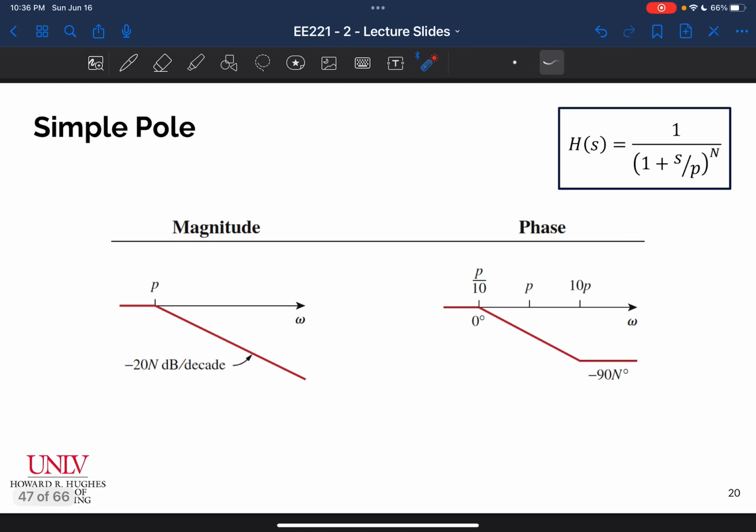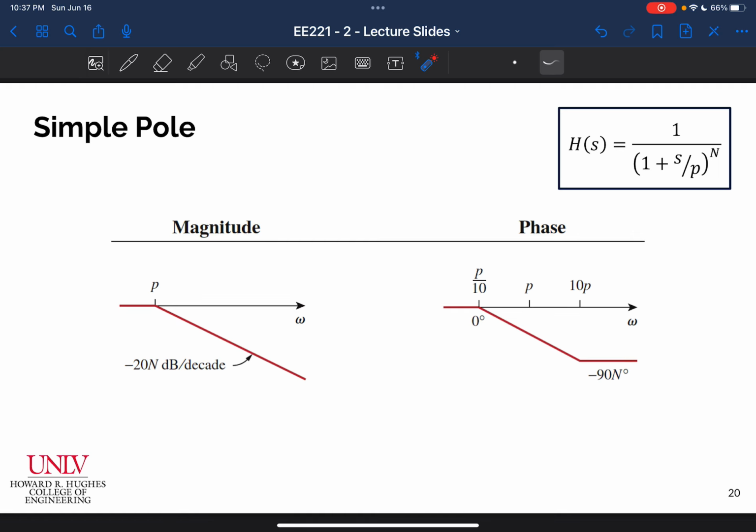The simple pole is very similar. It's 0 up until the value of the pole, the frequency of the pole, and then it drops off at 20 dB per decade, just like the origin pole crossed 0 at omega equals 1. The simple pole doesn't start dropping until the value of the pole, and then it goes off. And rather than just starting at negative 90 like the origin pole, it starts at 0. A decade before the pole, it starts dropping at 45 degrees per decade, and it does that till a decade after the pole, and then it flattens out at negative 90 degrees.